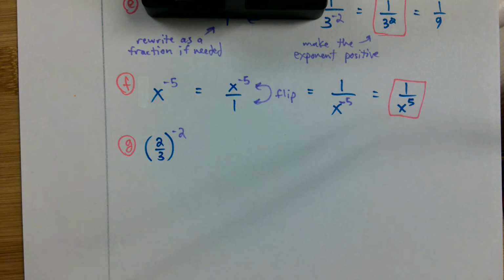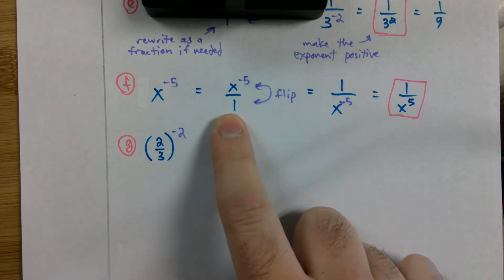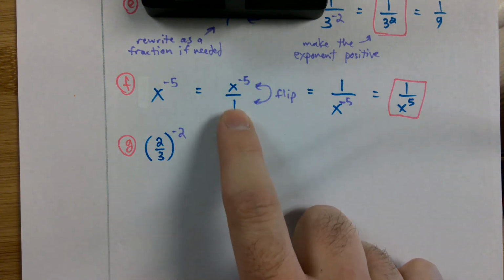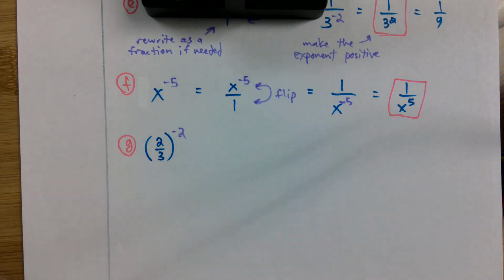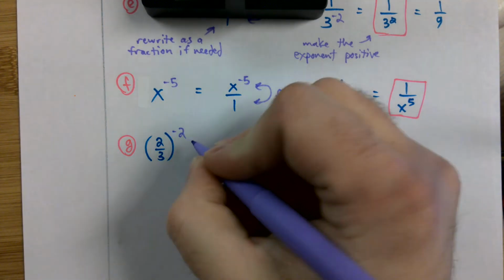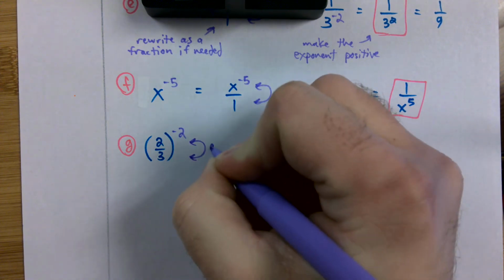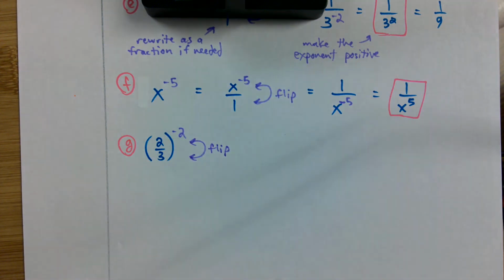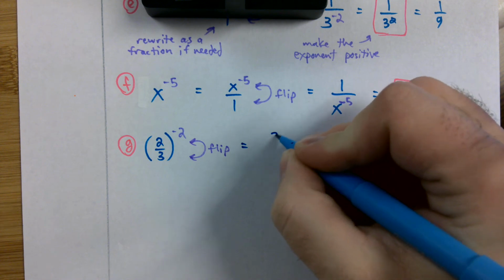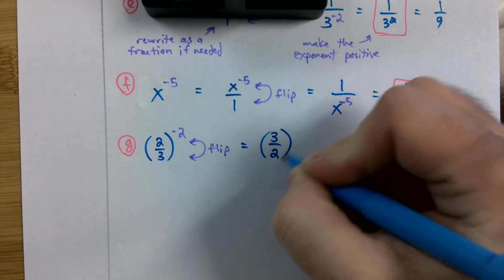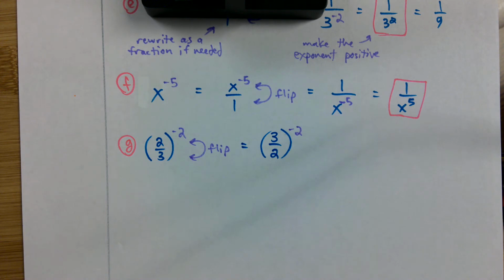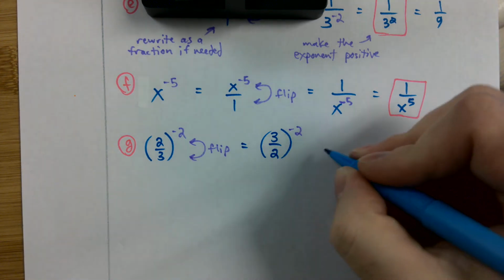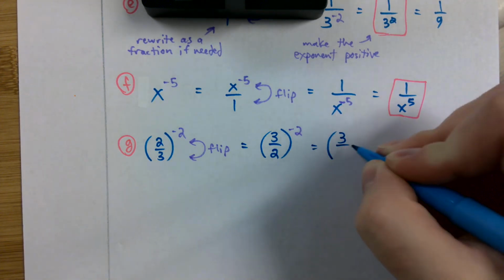So now, we're going to do the exact same thing we did in F, except we don't have to add a denominator. Let's just flip them and go. Let's flip the 2 and the 3 around. So now we have 3 over 2 to the power of negative 2. And then we can just make our exponent positive.